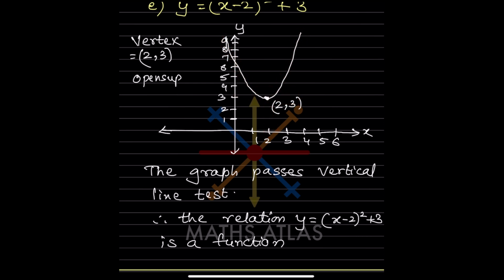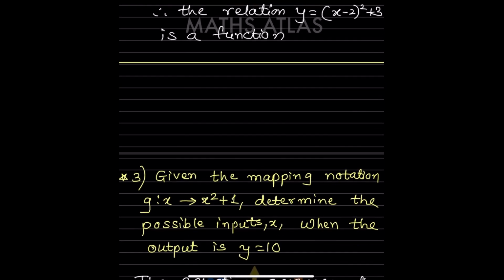So we can say the graph passes the vertical line test. Can you see, this is only 1 point. Therefore the relation y is equal to x minus 2 whole bracket square plus 3 is a function.